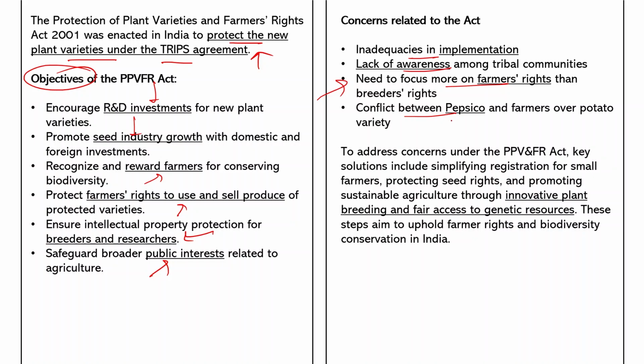Then there was a conflict between PepsiCo and farmers over the potato FL27 variety, right? And then your conclusion, and you can write about fair access of genetic resources and innovative plant breeding. So this is basically the broad structure for this answer. Of course, the points can vary. You can write your own points, whichever you find to be suitable for the answer, right? But the structure should be the same.